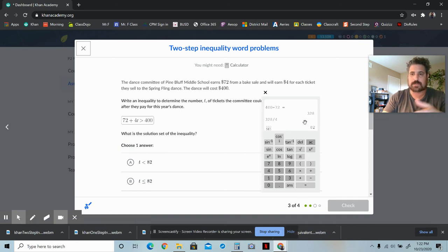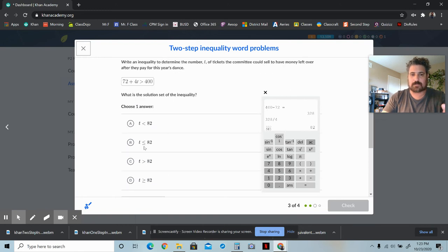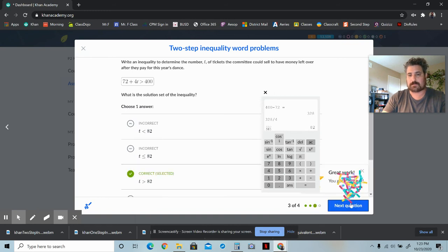All right, so what is the answer? 82. What does that mean? They need to sell more than 82 tickets in order to get leftover money. So T less than 82 is not going to work. T less than or equal to, that's not going to work. Greater than or equal to is not going to work because they don't want equal to. They don't want to have nothing left over. It's just greater than. That's it.